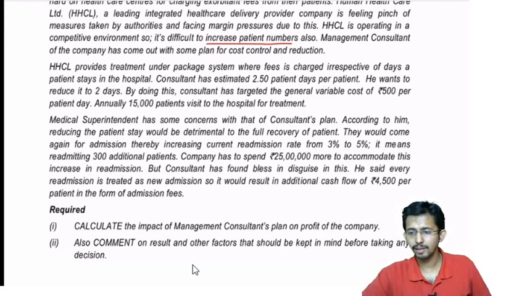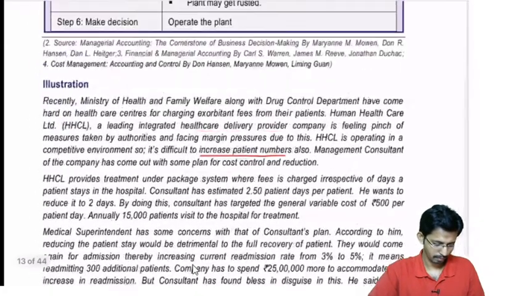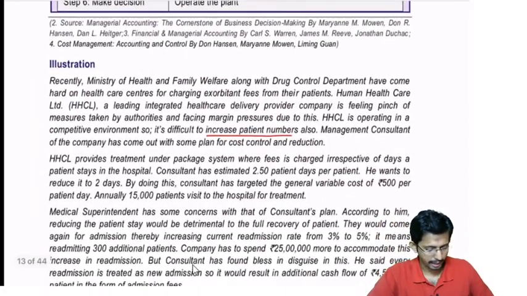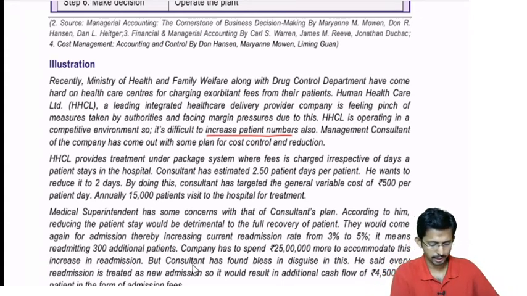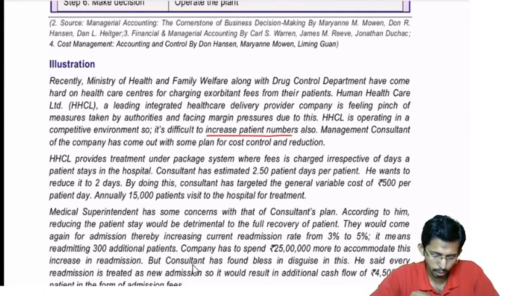Okay, so we will read the question here. What is given here? Recently, the Ministry of Health and Family Welfare, along with the Drug Control Department, have come hard on healthcare centers for charging exorbitant fees from their patients. So the regulatory body for these medical centers, they are coming hard on these centers for charging high fees from their patients. Human Healthcare Limited (HHCL), a leading integrated healthcare delivery provider company, is feeling the pinch of measures taken by the authorities and facing margin pressures due to this.